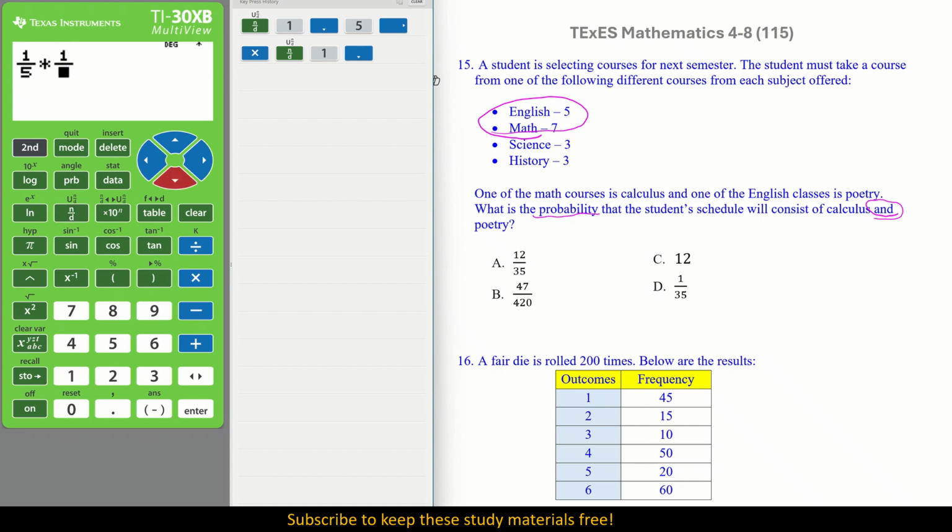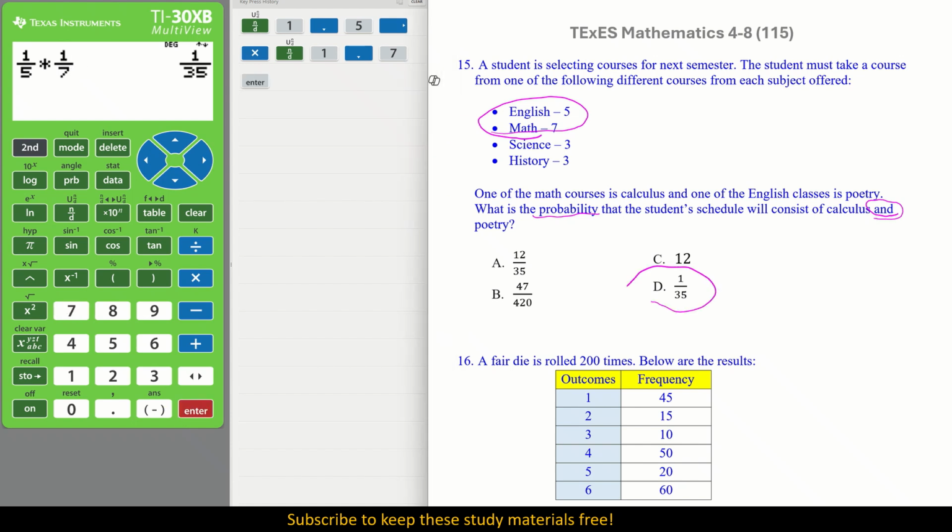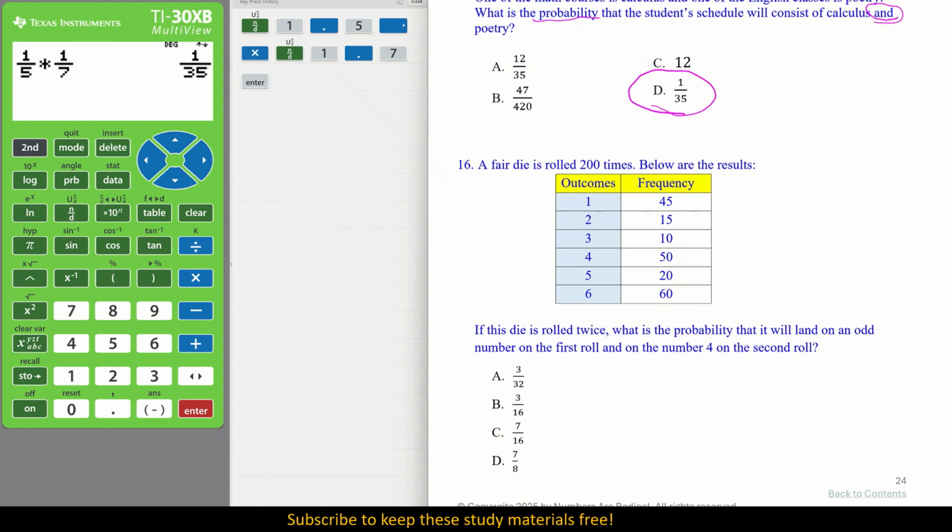So when you come across these, you know how to pick it apart. They didn't ask you about science, they didn't ask you about history. That's just extra information. Always make sure you read through it quickly and go back and ensure that you're looking at the question. And we did, and we have it, and we push enter, and it's option D, 1/35 of that particular probability.